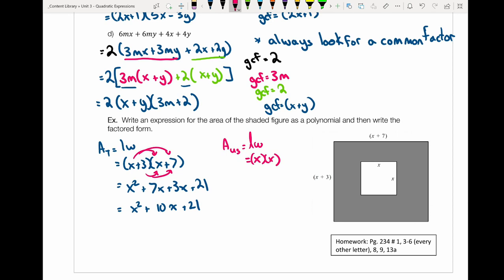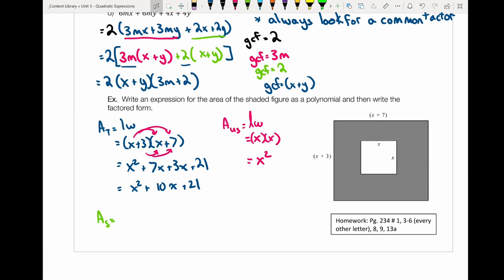Our second area, x times x, we get x squared. And if we want to find the area of the shaded figure, we have to subtract the 2. So x squared plus 10x plus 21, all minus x squared. So we get 10x plus 21.